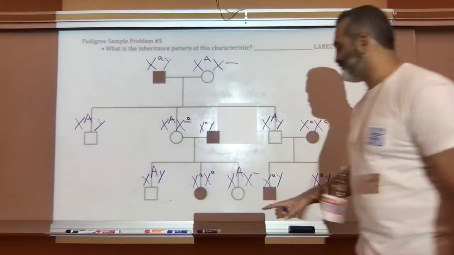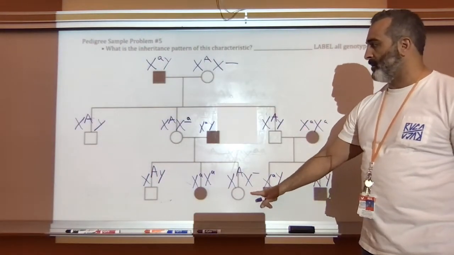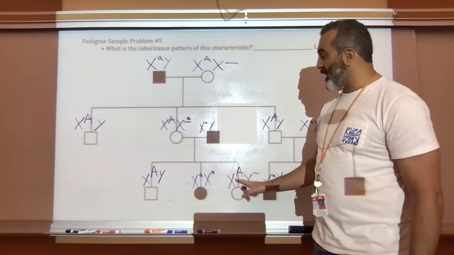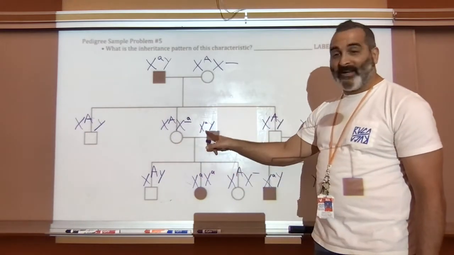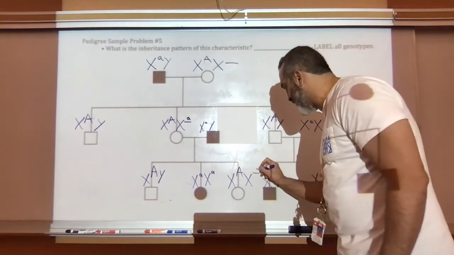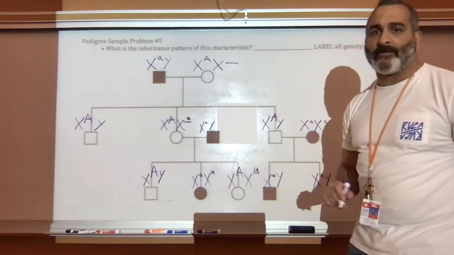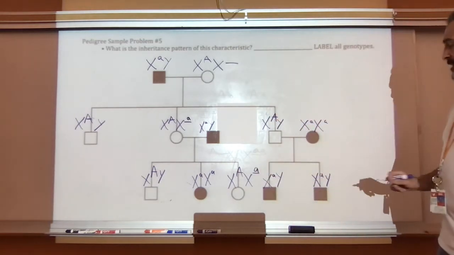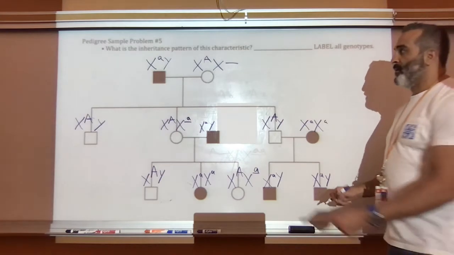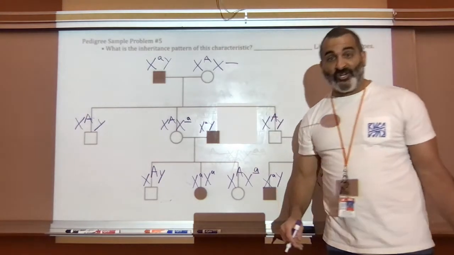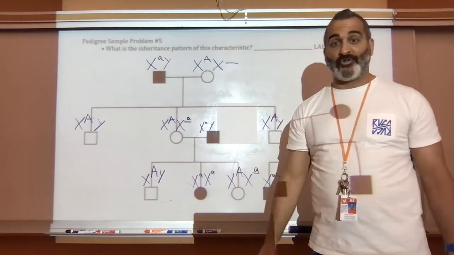Finally, down here, oh, look. Okay, X capital A came from mom. What's the only letter dad could give? Dad had to pass down a lowercase a right there, lowercase a. Okay, so everything else is filled in. We have one uncertain genotype. All the rest, we know their genotypes.